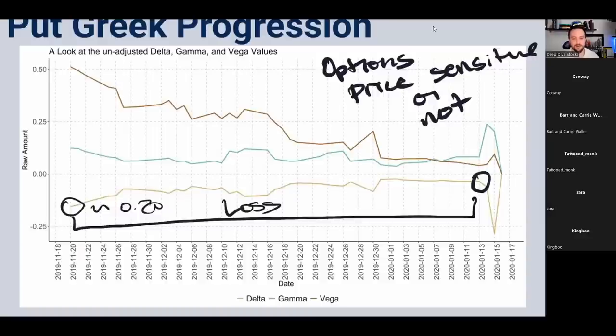Hang on. I have the sidebar blocking part of my screen. Let me try to move that. You got to get the whole picture. You got to get the whole screen.